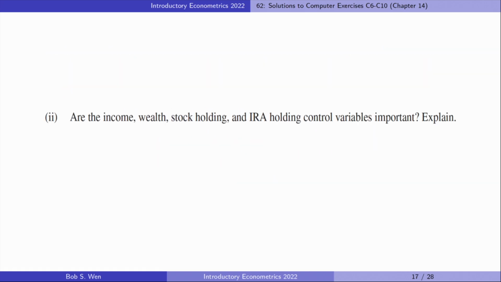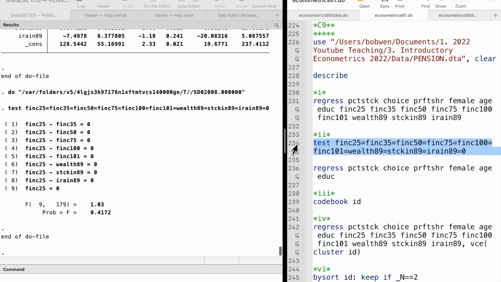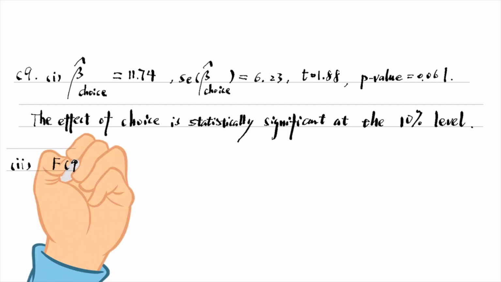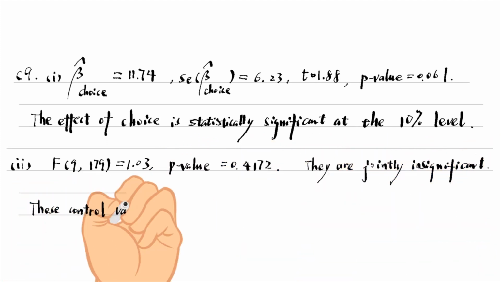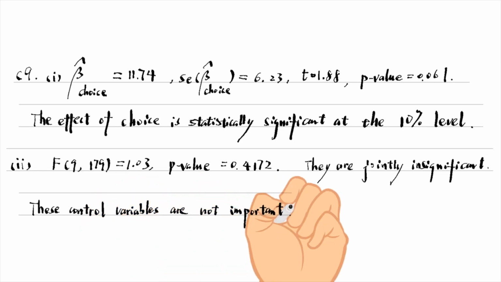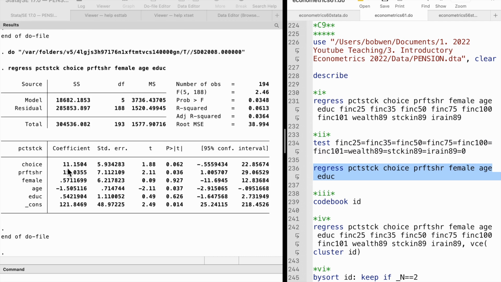In Part 2, are the income, wealth, stock holding, and IRA holding control variables important? Explain. They are individually insignificant, and we use the test command to test for the joint significance. The F-statistic is 1.03 and its p-value is 0.42. They are jointly insignificant at any reasonable level. These control variables are not important. The estimate for the choice effect drops slightly to 11.15 without these control variables.